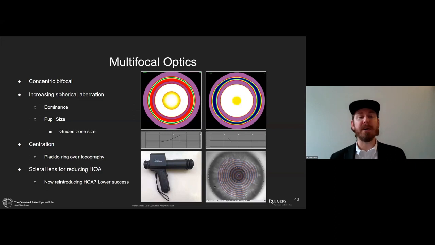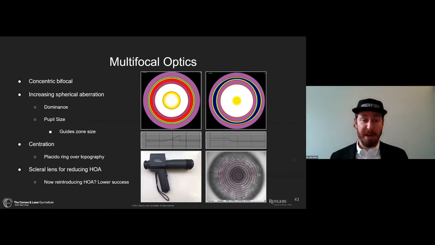So what we can do to understand the centration of the lens is that slit lamp trick that we talked about before, but we can also do Placido ring topography over the top and look at our tangential map to say, hey, that's where that multifocal optic is.